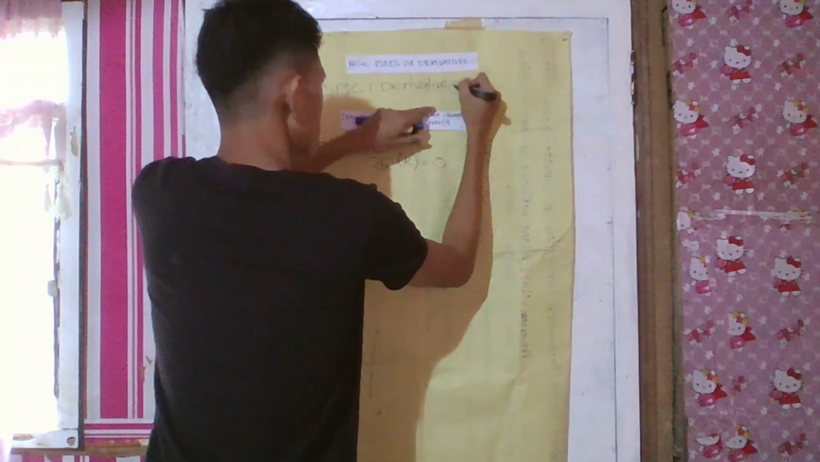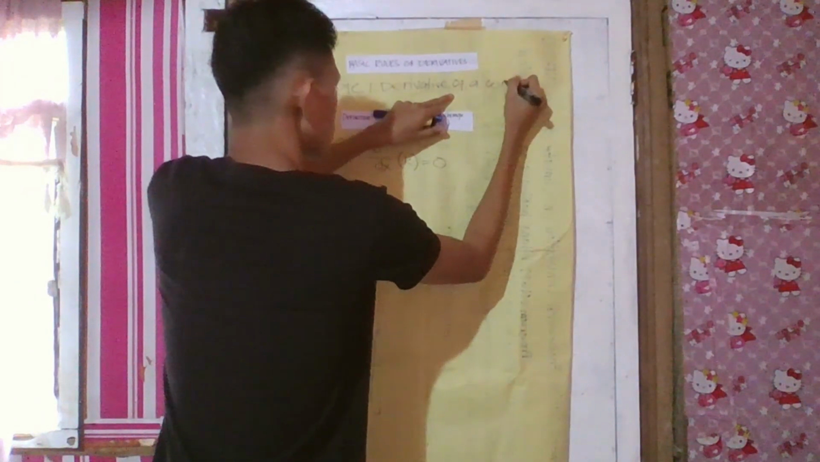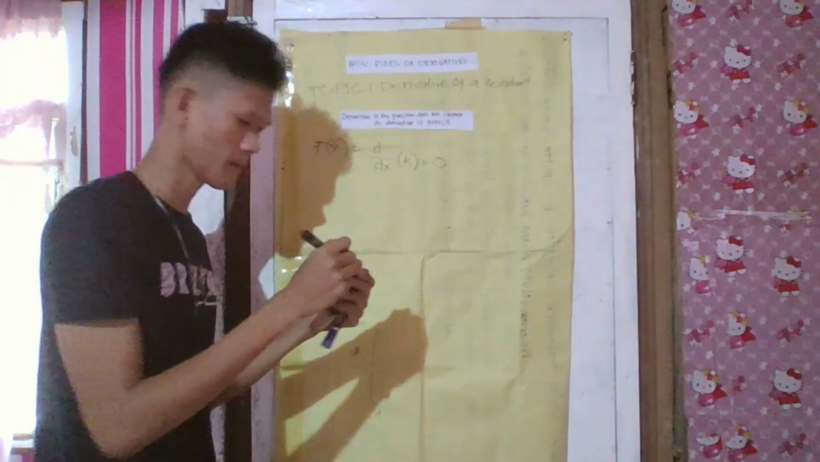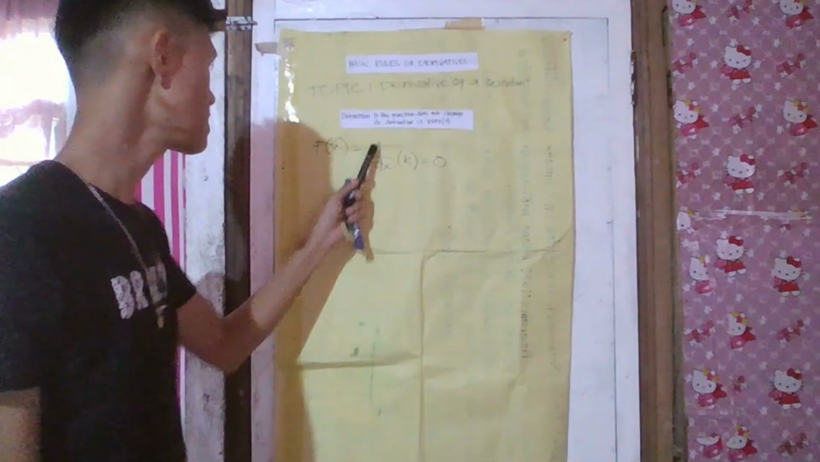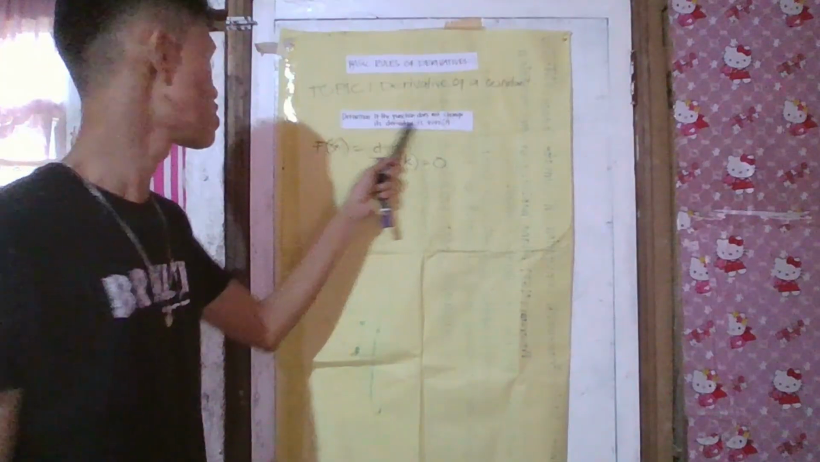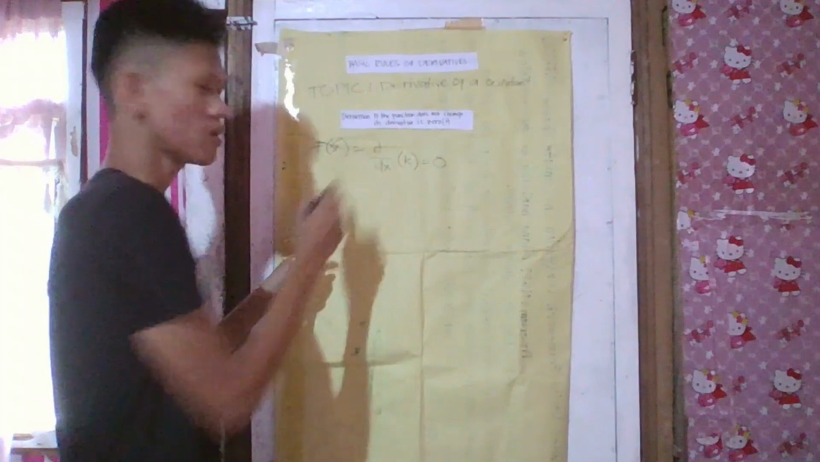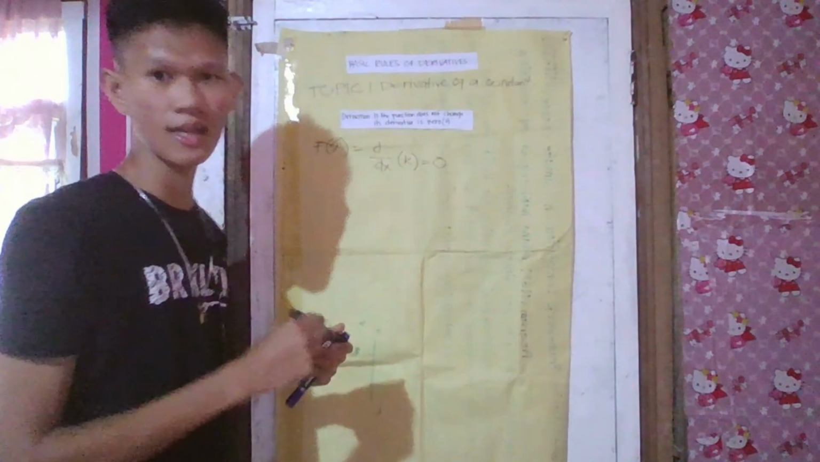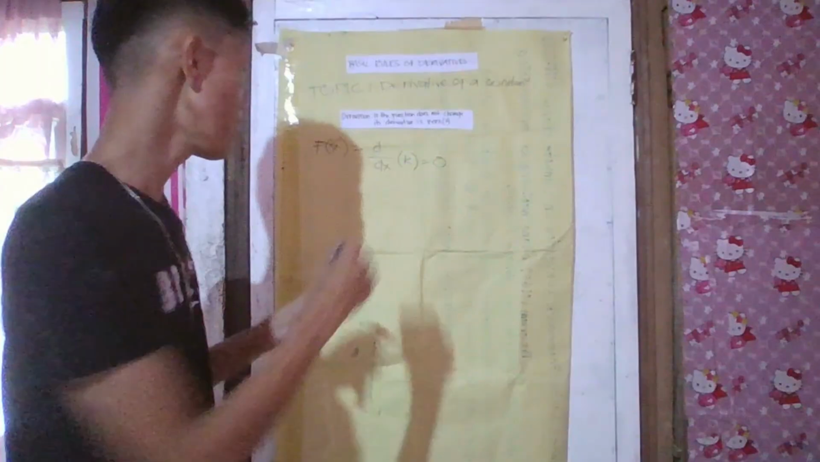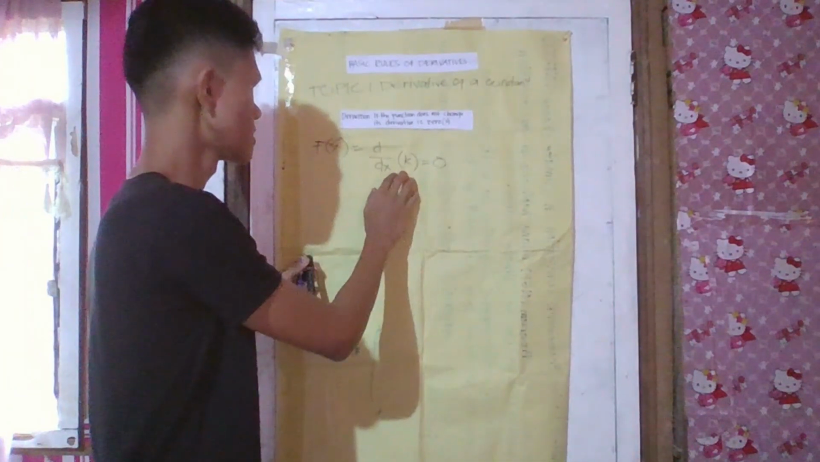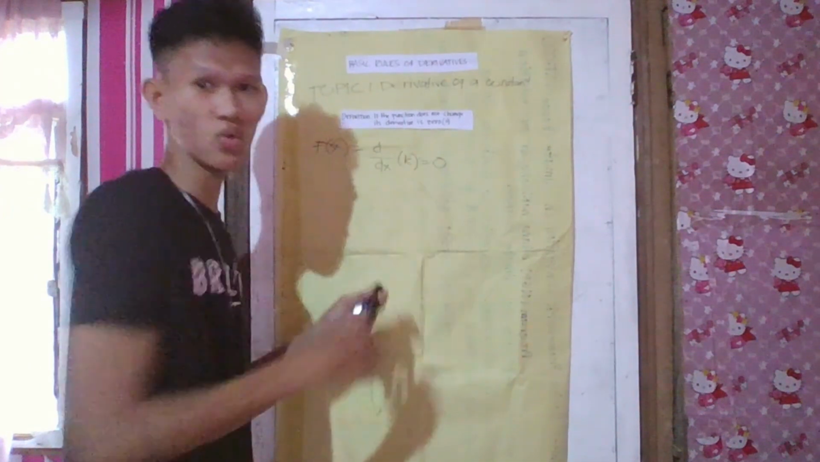Derivative of constant. What is the derivative of a constant? Definition: if the function does not change, its derivative is 0. Here's the formula: d over dx of k equals 0. Once your function does not change, its derivative is equal to 0.